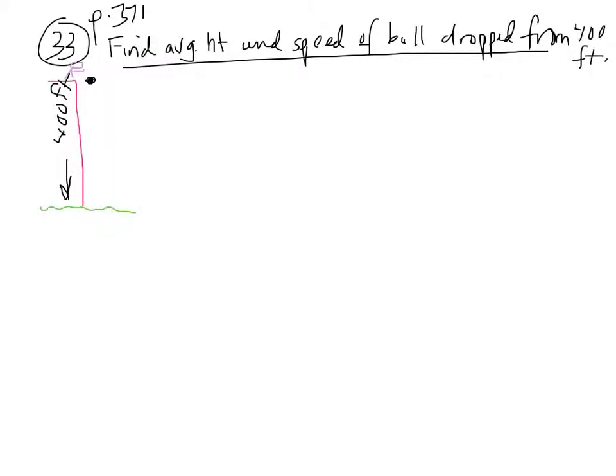This is problem number 33 on page 371. In this problem, Roseanne is up here in purple on the top of this building, 400 feet above the ground, and she drops the ball. We want to find the average height and the average speed of the ball during the flight of the ball. So we start off with acceleration due to gravity, which is minus 32.